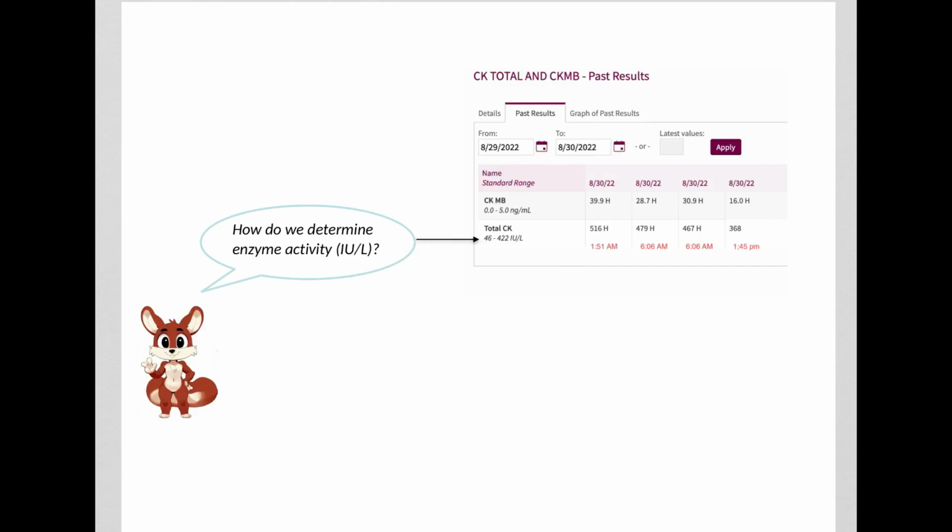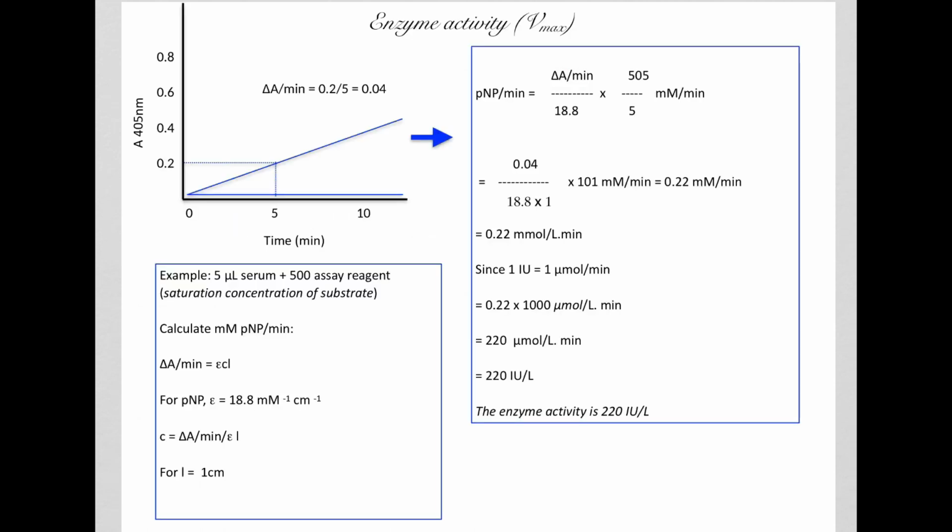So since this video is on enzyme kinetics, let's look at this part here, how we determine the Vmax and express it as international units per liter. So this is how we can determine the Vmax in international units per liter. Basically we take the body fluid, so let's say we take 5 microliter of serum, and then we add the assay reagent. So let's say this is 500 microliter of assay reagent, and in this assay reagent there is the substrate for the enzyme.